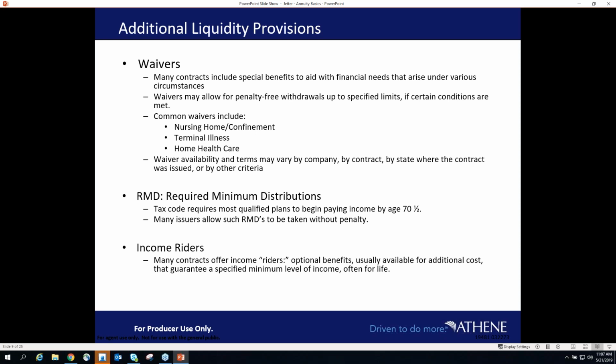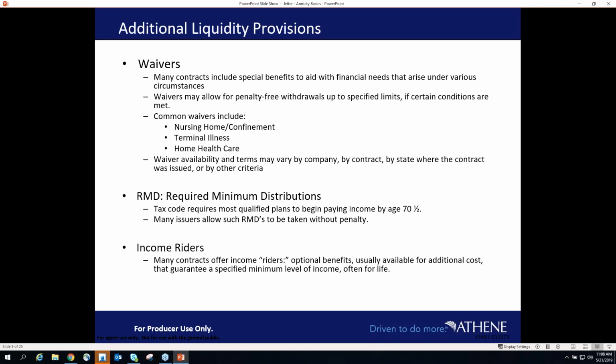There are waivers. Many contracts include special benefits to aid with financial needs that arise under various circumstances. The waivers may allow for penalty-free withdrawals up to specified limits if certain conditions are met. Common waivers include nursing home confinement, terminal illness, and home health care. Waiver availability and terms may vary by company, contract, by state where the contract is issued, and by other criteria. RMDs, required minimum distributions: the tax code requires most qualified plans to begin paying income by age 70 and a half. Many issuers allow such RMDs to be taken without penalty.